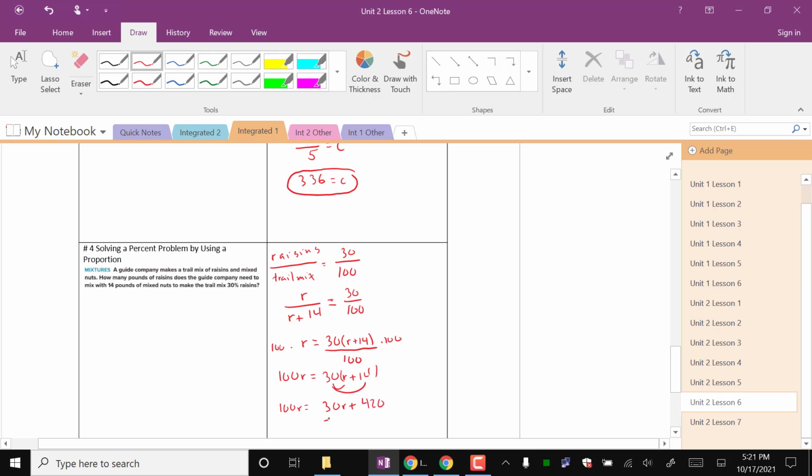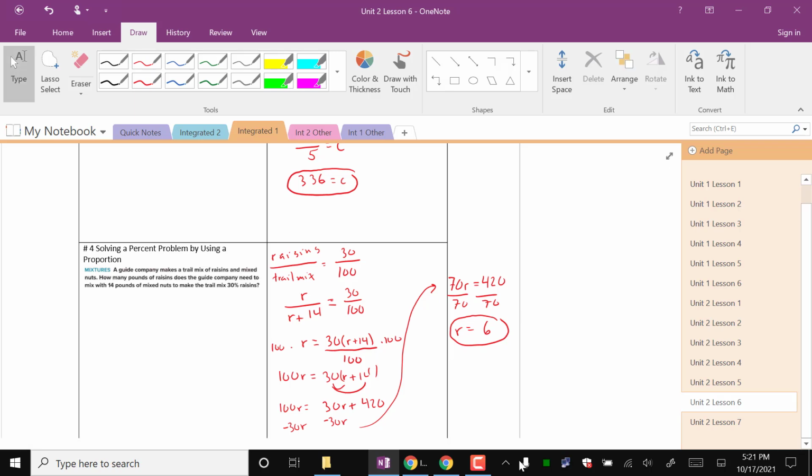Get rid of the smaller one, so minus 30R on both sides. I'm running out of room, so I'll go ahead and bring this over here. So 100 minus 30 is 70R equals 420. Divide both sides by 70, and we get R equals 6. So it's going to be 6 pounds of raisins. And that's how you use proportional relationships.